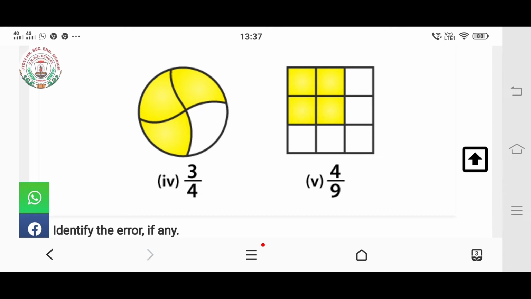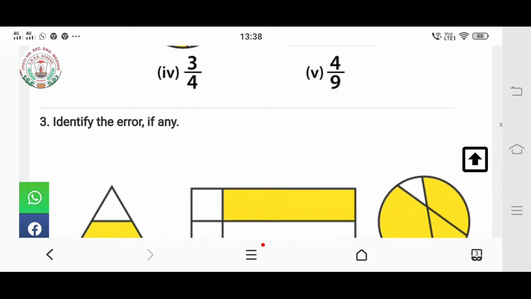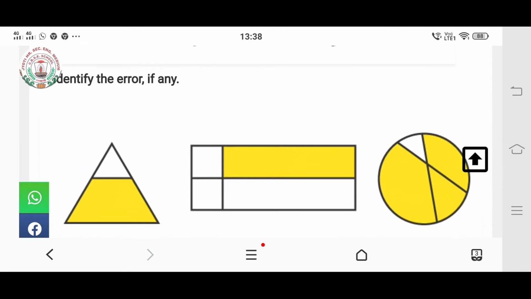Now coming to the next question. Identify the error if any. Means if there is any error, you have to just find it out and tell what is the error. So let us first discuss this and then we will write that down in the form of a sentence. Now tell what is the error here. There may be some error, there may not be any error also.